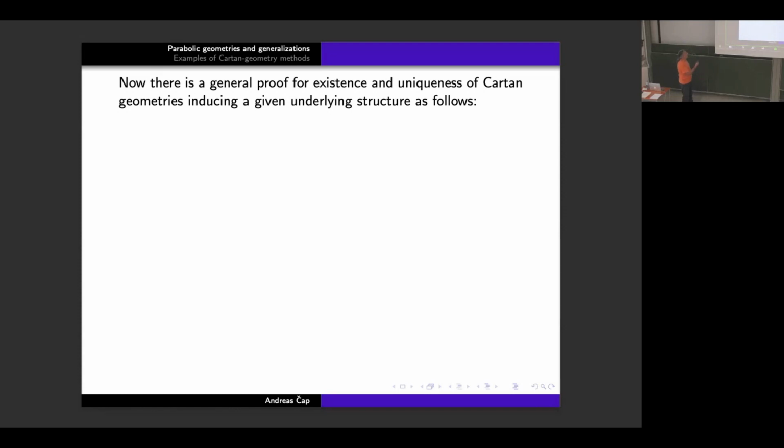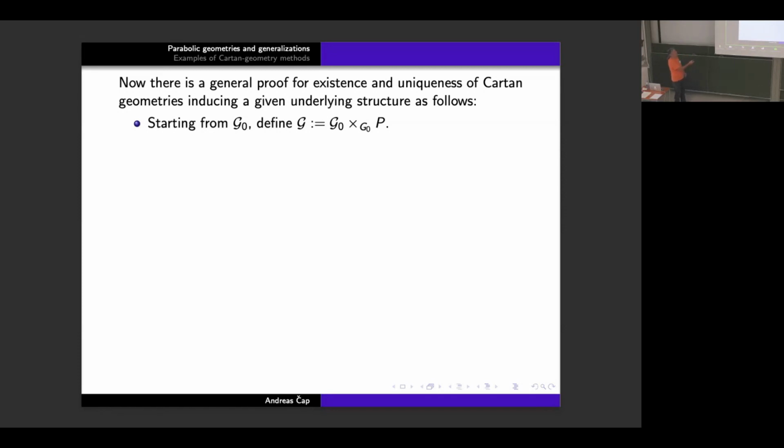Right. And now I just want to give you a flavor of what the proof of existence and uniqueness of Cartan geometries from such an appropriate underlying structure looks like. The argument that the Cartan bundle has to be trivial over G0 is always true. P plus is always contractible, so there cannot be anything interesting in the Cartan bundle itself.